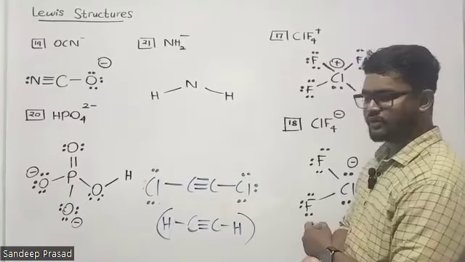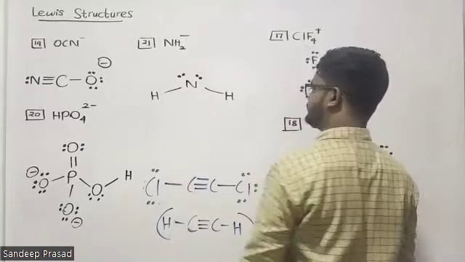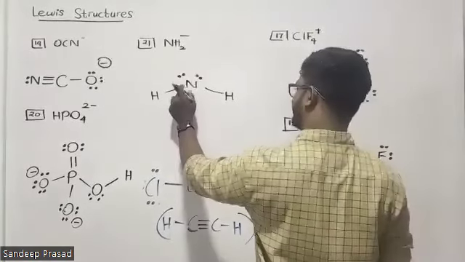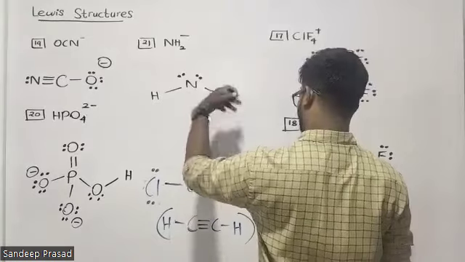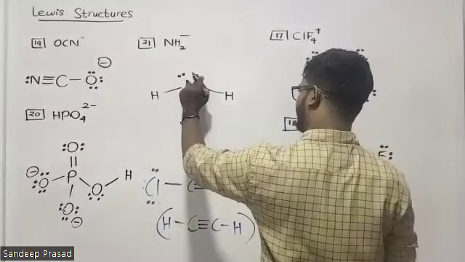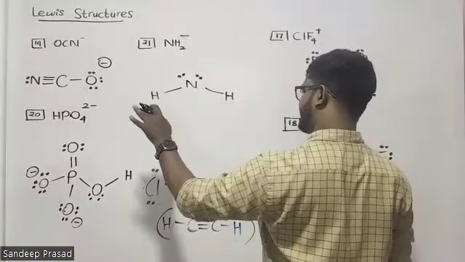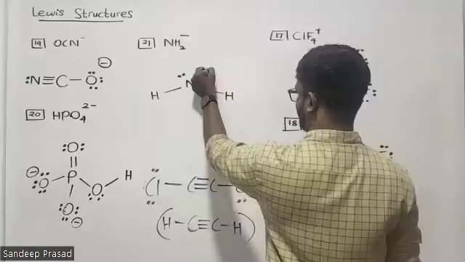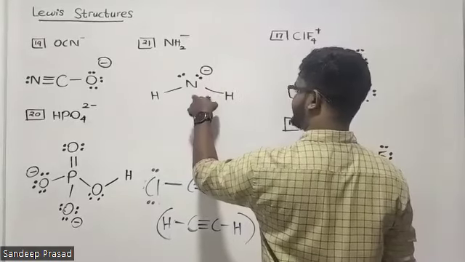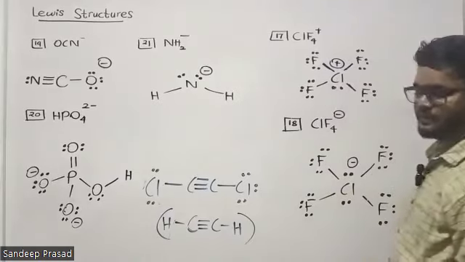Then in order to satisfy the octet, what do we have to do? We have to put two lone pairs. We don't have any option, right? Then count the octet: 2, 4, 6, 8. Okay, octet is okay. What about the valence shell electrons? 1, 2, 3, 4, 5, 6. There should be 5 electrons. We have 6 electrons, 1 electron extra. Therefore, the negative charge is on nitrogen. Correct? NH2 minus. That negative charge belongs to nitrogen.